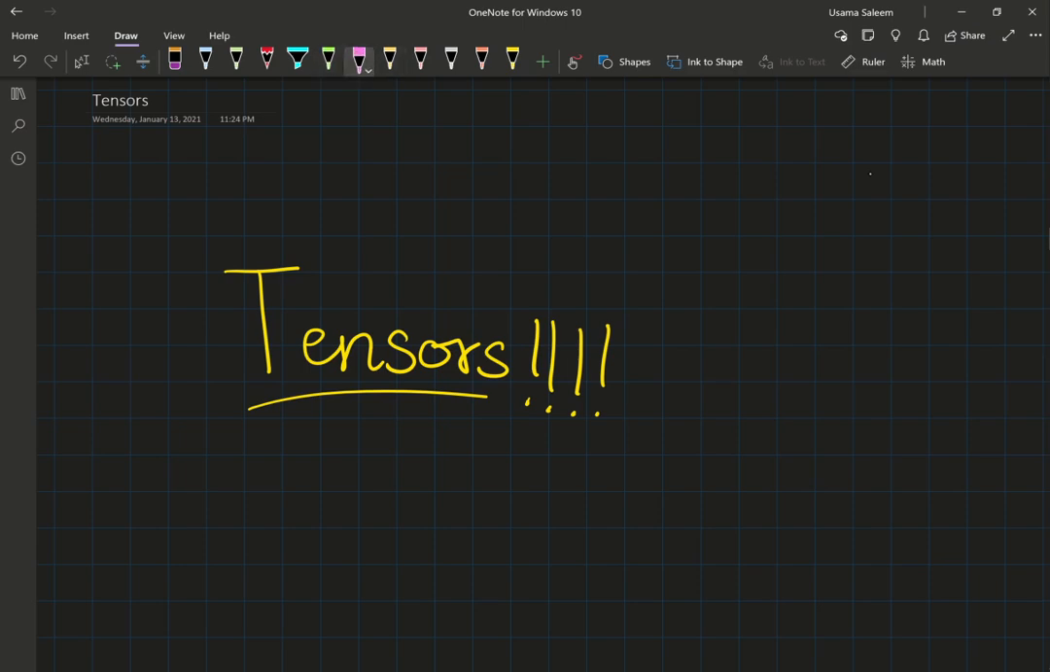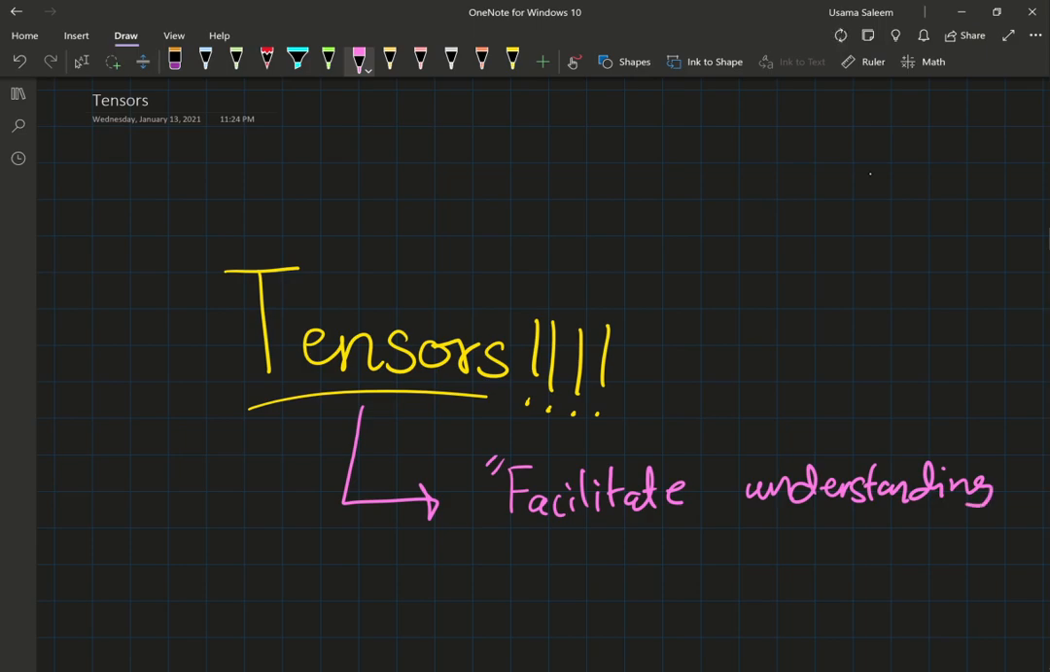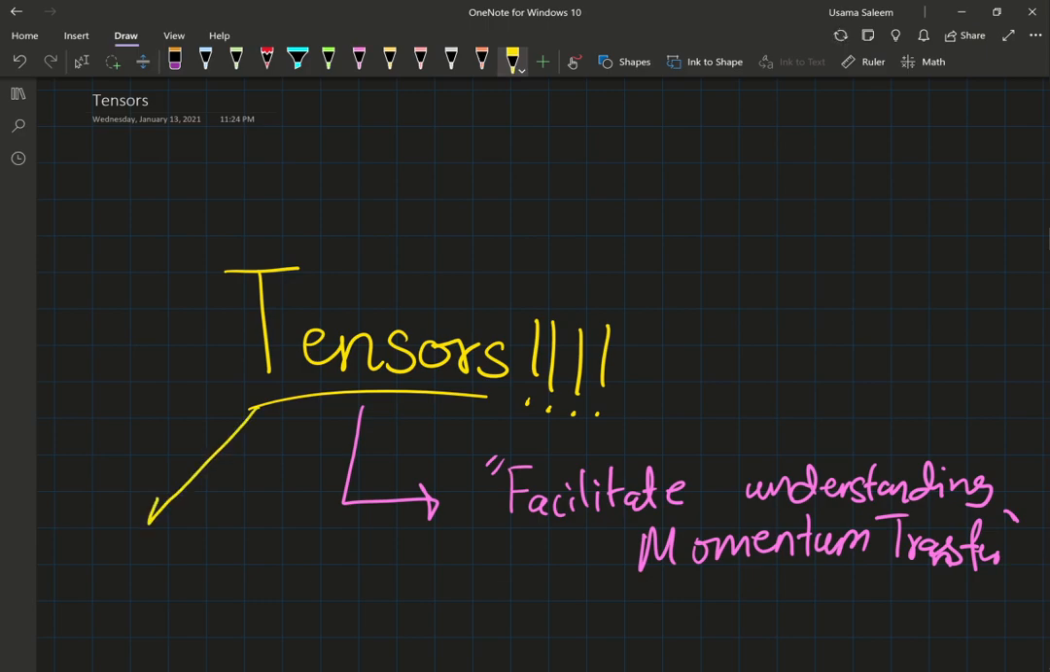Understanding of tensors will, however, facilitate your understanding of momentum transfer, and I'm gonna show you why. Just give me 1 second. Okay, all right. Now, tensor is like vectors and scalars. Tensor is also a mathematical object.